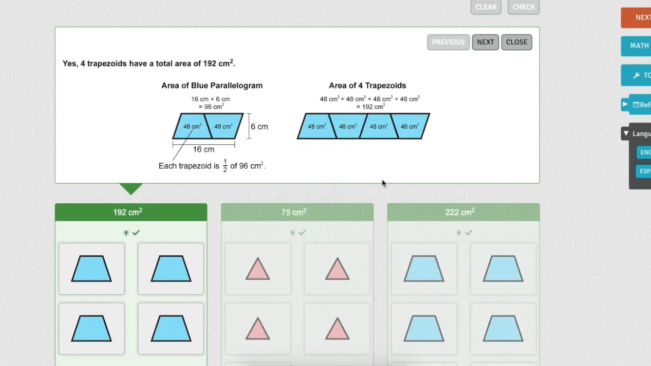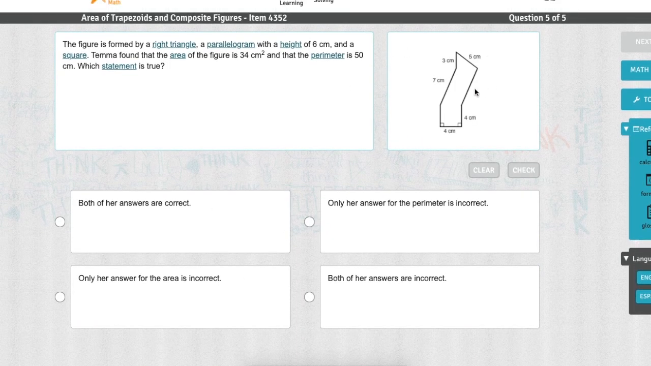But we don't need to because we got it right. Great job. Moving on. Okay, we got this really weird shape. I wonder what they're going to ask us to do with it. The figure is formed by a right triangle, a parallelogram with the height of 6, and a square.